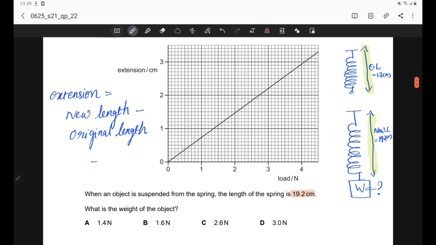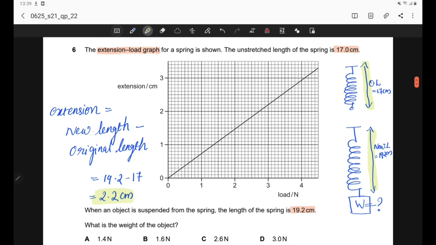Here we have everything: the new length is 19.2 minus the original length 17. So the extension of the spring is 2.2 centimeter. Now we can look at the graph and check which point represents 2.2 centimeter, and you can see this position represents 2.2 centimeter.